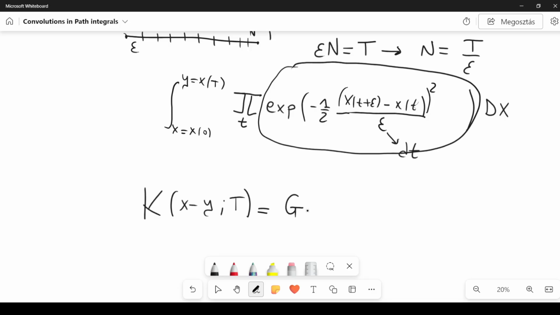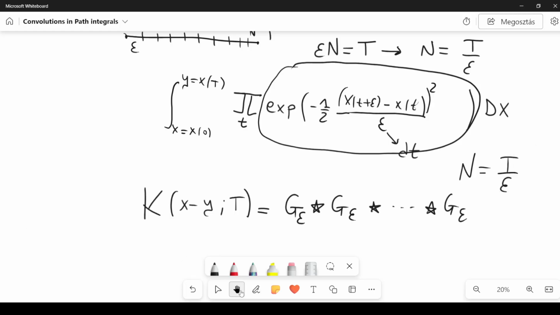In particular, we call each Gaussian factor g sub epsilon. Epsilon is the variance of the Gaussian function. All the Gaussian functions have the same variance. They are only centered at different points, and this makes up the whole convolution. So we have g sub epsilon convolved with itself how many times? Well, n times, because it is the number of slices, which is t over epsilon.